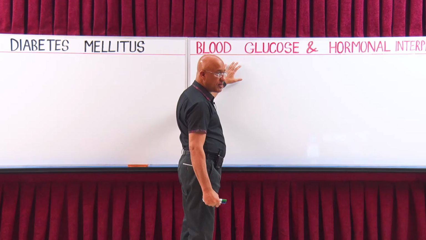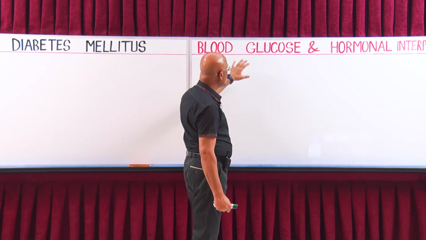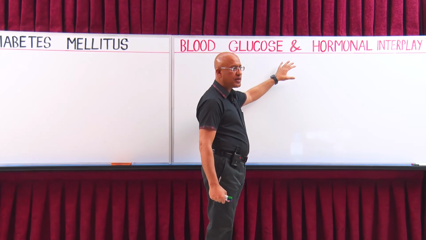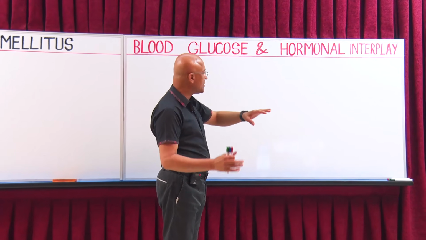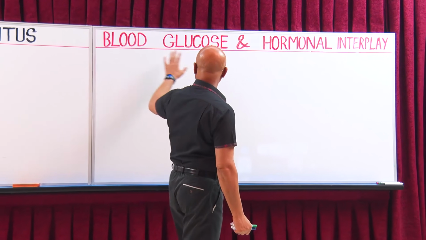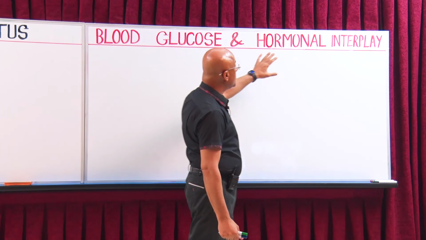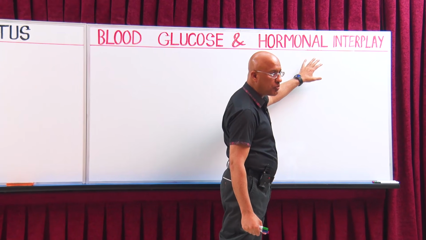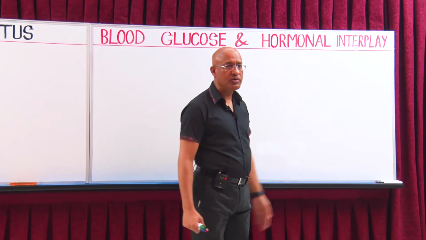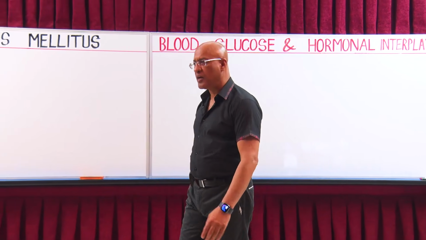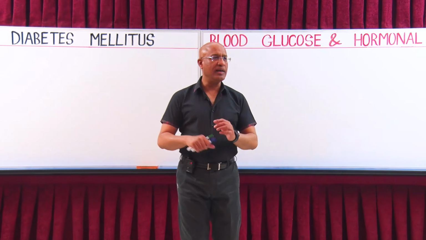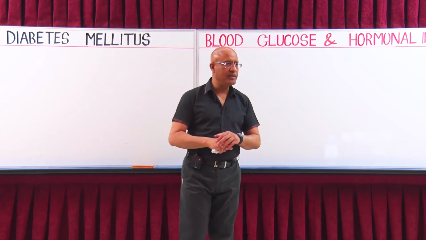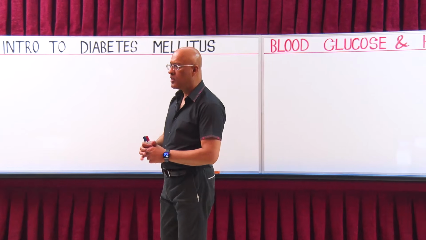fundamentals, right? We will talk about how the blood glucose level is regulated in a healthy person within normal limits, right? And blood glucose level and the role of different hormones, hormonal interplay. There are hormones which prevent hyperglycemia, and there are hormones which prevent hypoglycemia in a normal person, right? So we will be talking about that too, right?